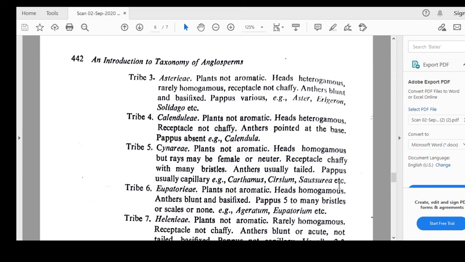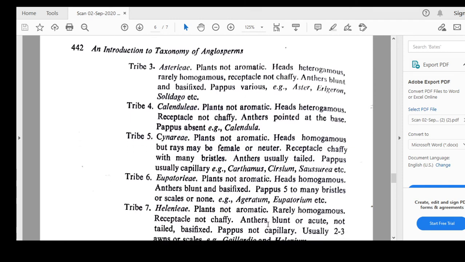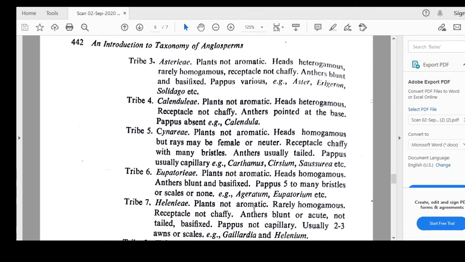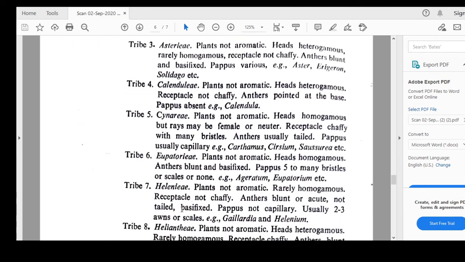Type 5, Cynareae, plants not aromatic, heads homogamous, but rays may be female or neuter. Example, Carthamus, etc. Type 6, Eupatorieae, plants not aromatic, heads homogamous. Example, Ageratum, Eupatorium.